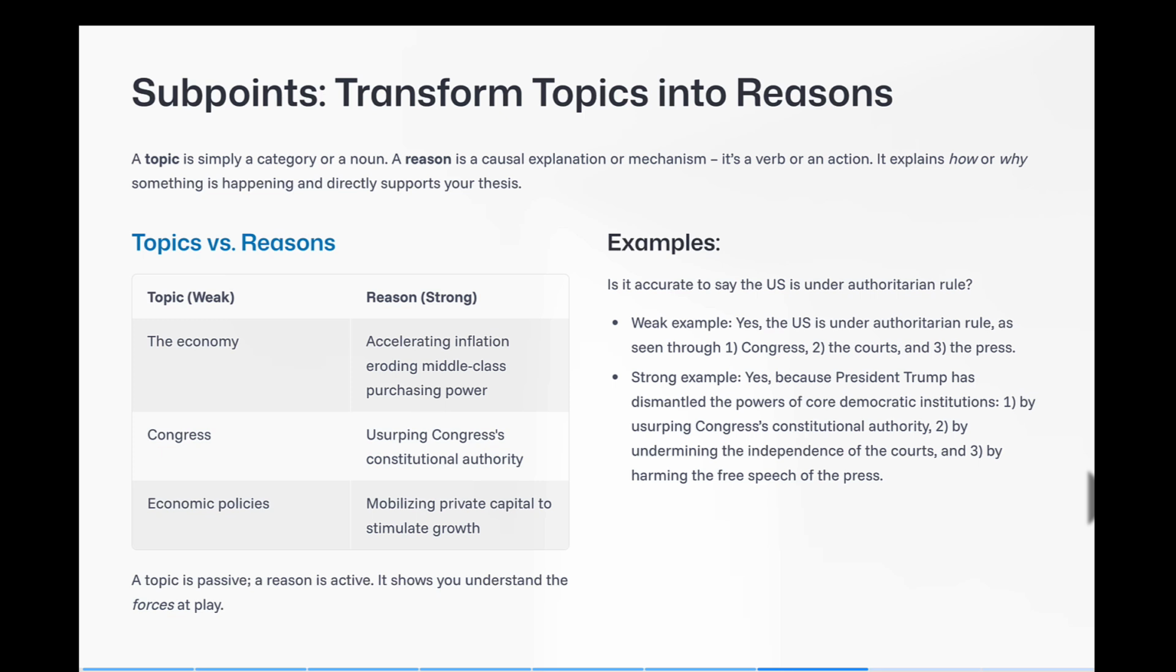But look at this stronger version. Yes, because Trump has dismantled the powers of core democratic institutions in 3 ways. First, by usurping Congress's constitutional authority. Second, by undermining the independence of the courts. And 3, by harming the free speech of the press. You can see how much more developed that second example is. And it's not just about adding more words, it's about changing it argumentatively. It's making sure that there's that umbrella thesis that has the overarching reason why your thesis is correct, along with 3 developed subpoints that provide lines of reasoning to back up your points.